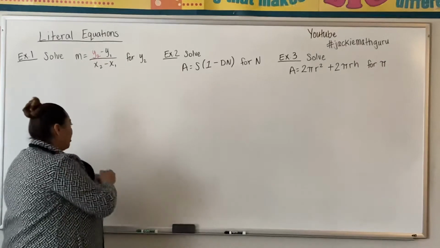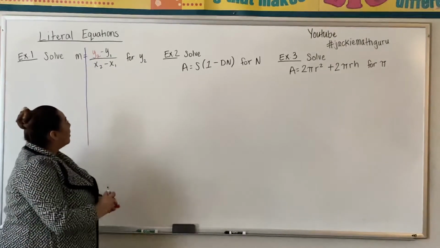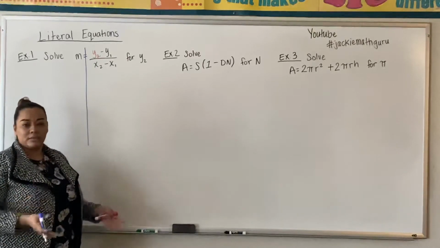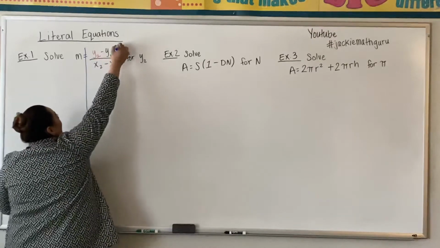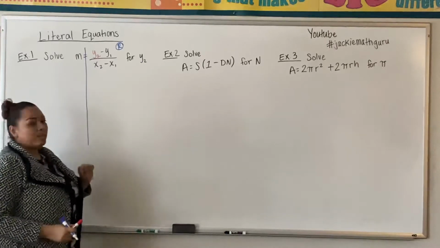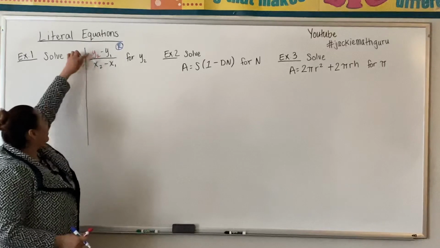The first thing you're going to do is draw the line across the equal sign. Then you're going to identify which side has the letter that you're trying to isolate, that you're trying to leave by itself. It's on the right-hand side in this case. So we're going to get rid of everything. The first thing we have to get rid of is whatever is not with the y2.